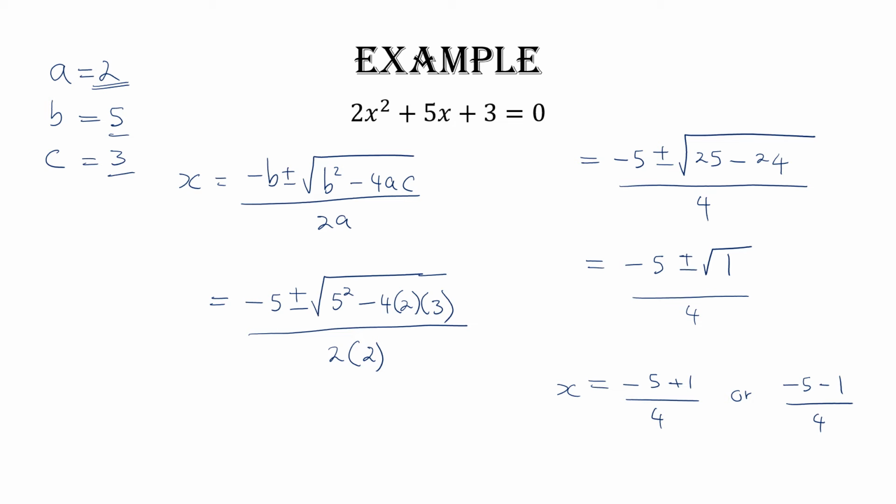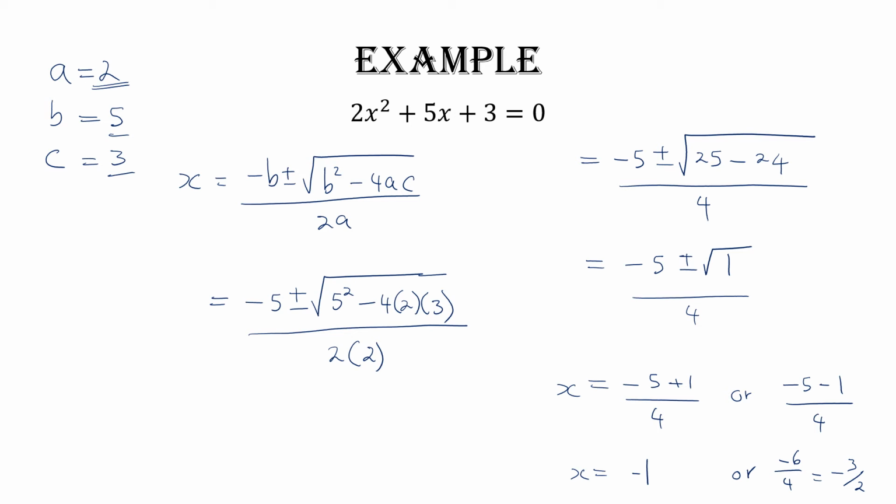And let's say if it's this first one here, then we have a value of x being negative 1. Minus 5 plus 4 is negative 4. Negative 4 divided by 4 is negative 1. And over here, we will have negative 5, negative 1 is negative 6. So we will have negative 6 over 4, which can break down to negative 3 over 2.